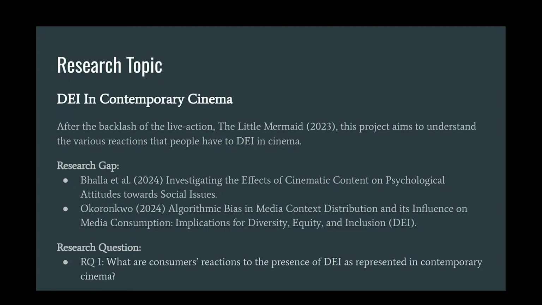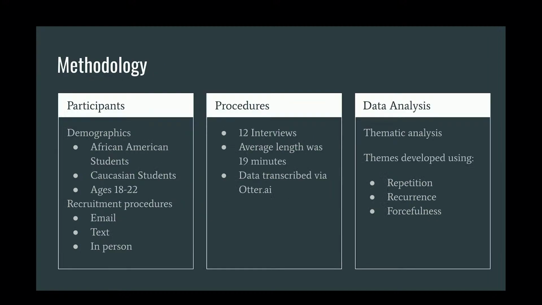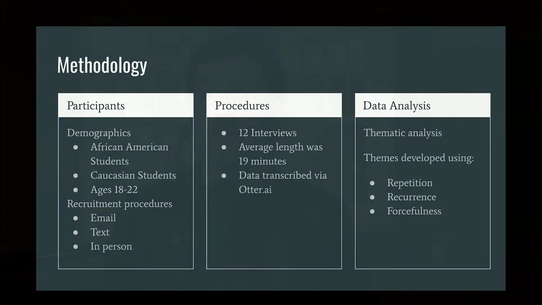Through our research, we looked at what people define as DEI, how they see it represented in modern cinema, and how film studios can improve their overall approach to DEI. Our research was guided by our research question, which was, what are consumers' reactions to the presence of DEI as represented in contemporary cinema? For our methodology, the participants examined were 6 African American students and 6 Caucasian students between the ages of 18 and 22. We conducted a total of 12 face-to-face interviews where we used a thematic analysis to create our themes from repetition, recurrence, and forcefulness. From our results, the following themes emerged.